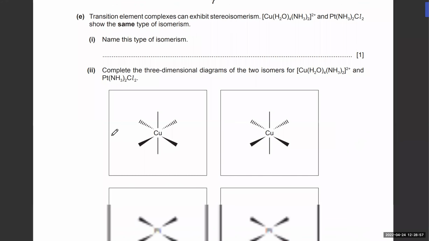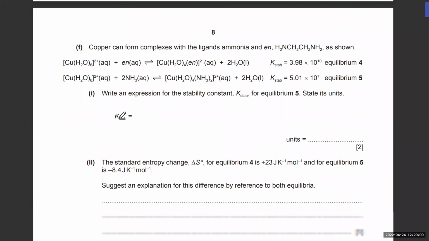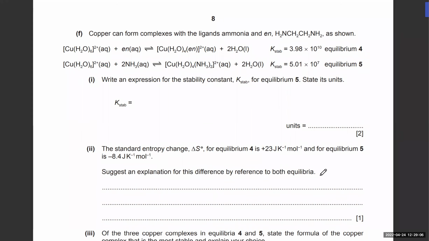The F part 2 इसका explanation. ये वाला? Yeah. Acha, suggest an explanation for this difference by reference to both equilibria. So standard entropy change delta S for equilibrium 4 is plus 23 and for equilibrium 5 is minus 84. Acha, in one case, what is happening to the entropy? It's increasing. Okay, there's more disorder, right? Plus means more disorder.